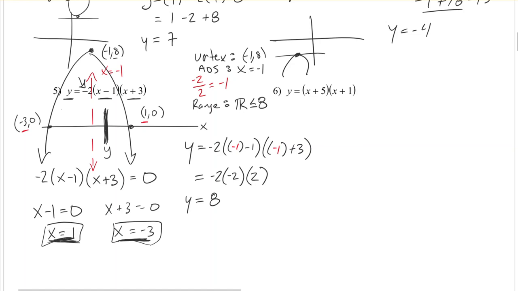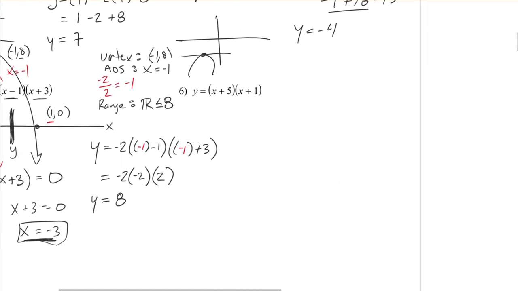Alright, same thing for this other equation. So let's do this one just a little bit faster. Let's still make a graph. So here's our x-axis, here's our y-axis, and we should be able to tell real quickly that we're going to cross at negative 5 out here, negative 5, 0, and out here at negative 1, 0.